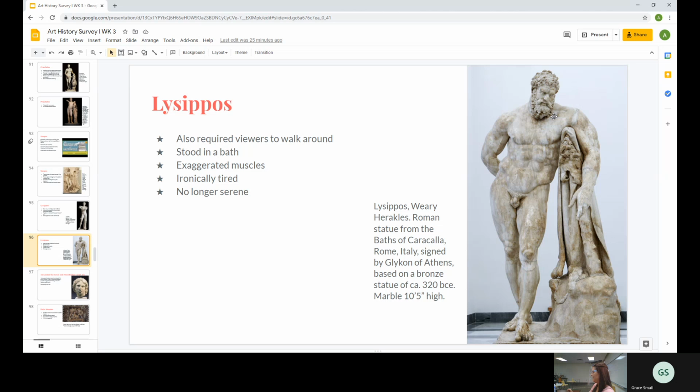This was positioned in a bathhouse. Bathhouses were originally gyms. It was in a gym to encourage those training in the gym to work hard, to be muscular as well. So definitely not serene. For the first time, we have someone that actually looks the way they should look after doing the task that they just did. Well, I mean, not the first time, but this is a definite exaggerated version of it.